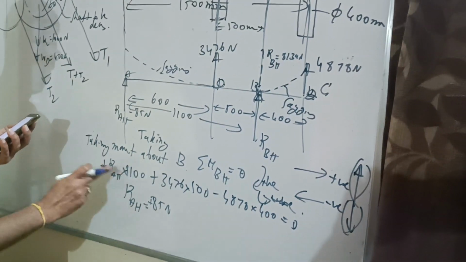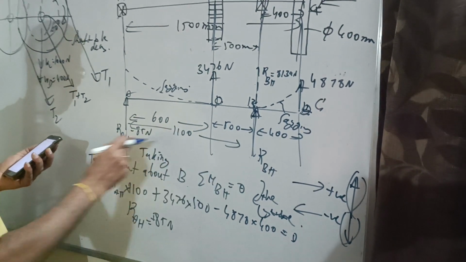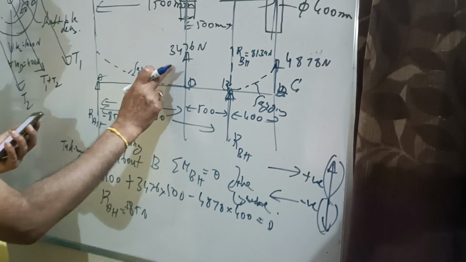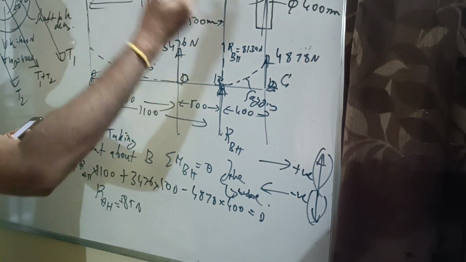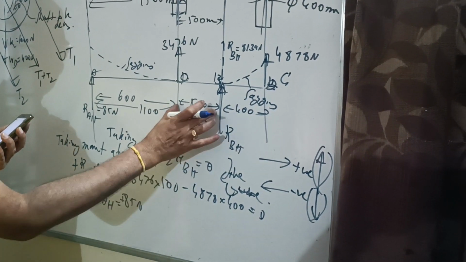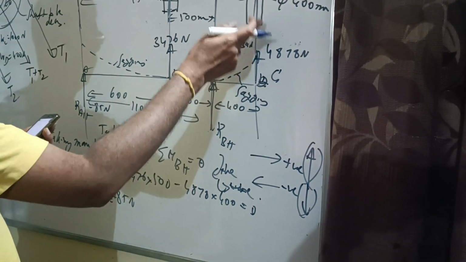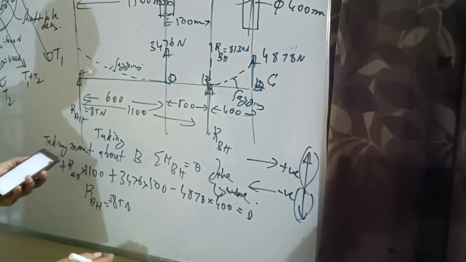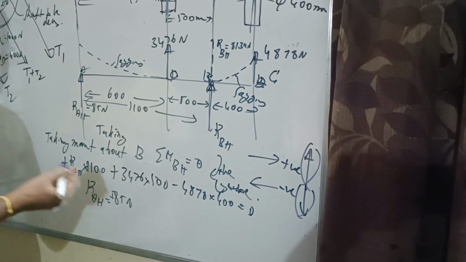What is moment due to RAH about B? RAH into 1100, that already we know. That is going in the clockwise direction, so plus. What is moment due to 3,476 about B? That's also going in clockwise direction. So plus 3,476 into 500. What is moment due to 4,878 about B? That is going in anti-clockwise direction. Minus 4,878 into 400. If you solve for RAH, it is plus 85 Newton.